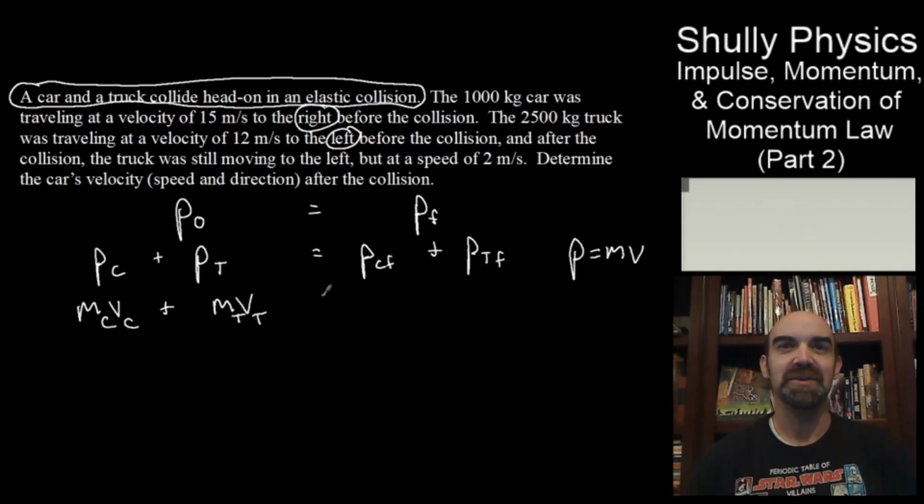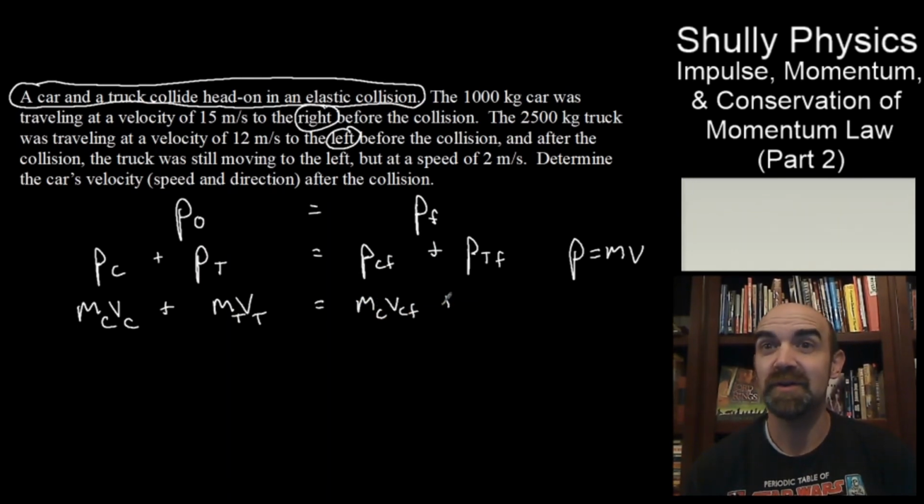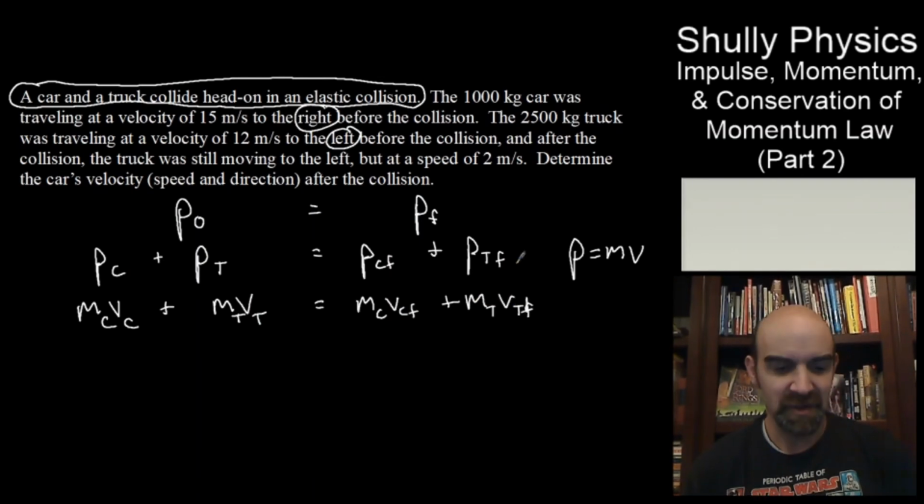It's a family joke. Anyhow, every momentum of the car gets a mass of the car, velocity of the car. Momentum of the truck is mass of the truck, velocity of the truck. And then we've got these final conditions: mass car, velocity car final, plus mass truck, velocity truck final. And now we're ready for the numbers.